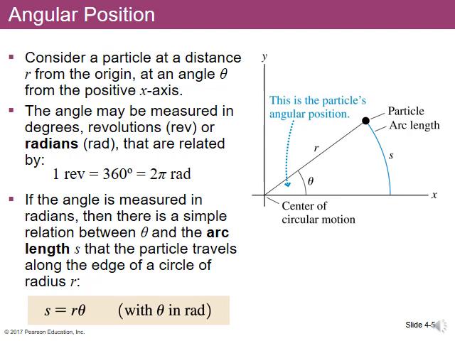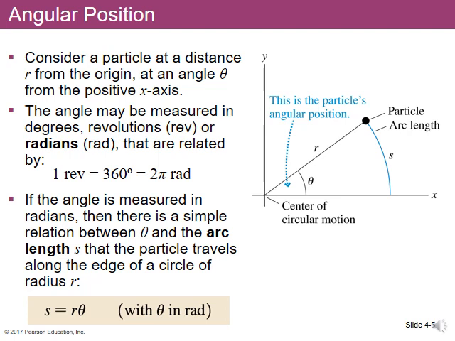And when we talk about angular position, we almost always are going to measure that angle in radians. That's because we will use these in some calculations, some equations, and they will only work if the angle is measured in radians. So make sure that you're doing that when we're talking about angular position.